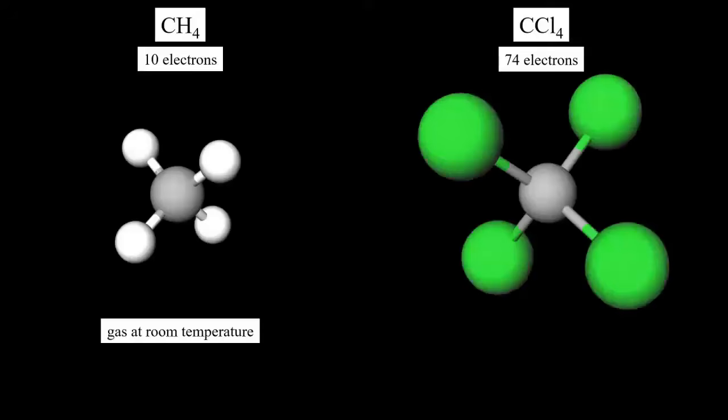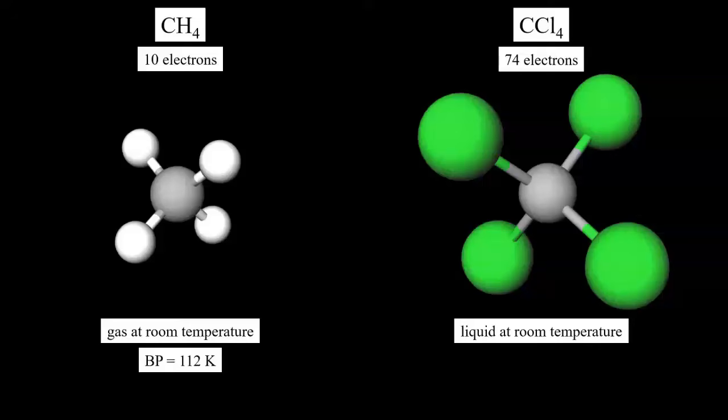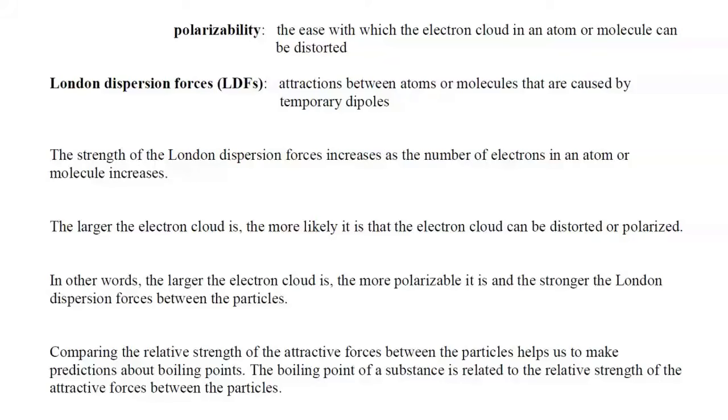It turns out that CH4, which is methane, is a gas at room temperature, whereas CCl₄, carbon tetrachloride, is a liquid at room temperature. The boiling point of methane is 112 Kelvin, and the boiling point of carbon tetrachloride is 350 Kelvin. So there must be something about the size of the electron cloud that makes a difference in terms of the attractive forces between the molecules and the properties of each substance.